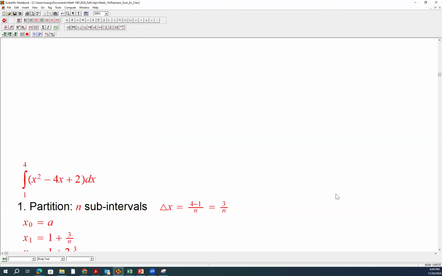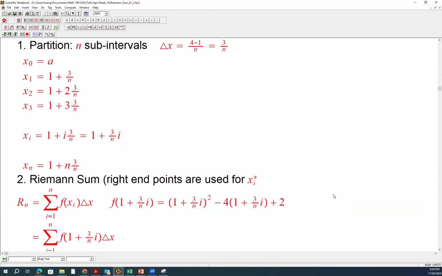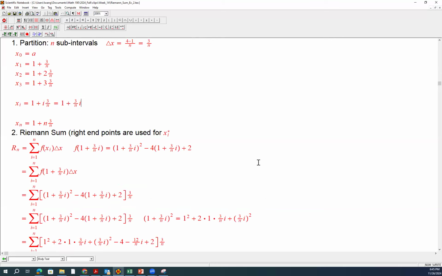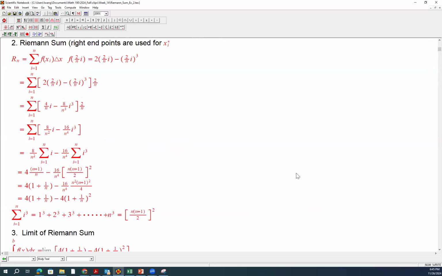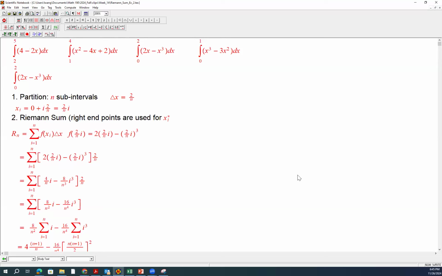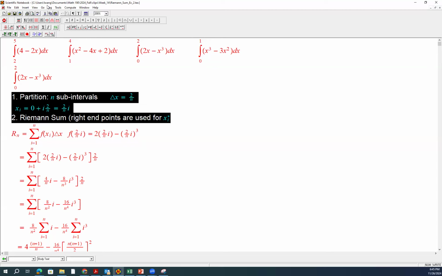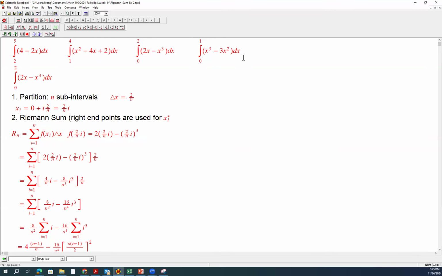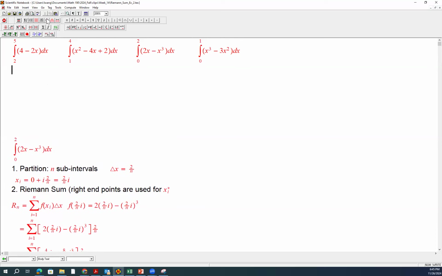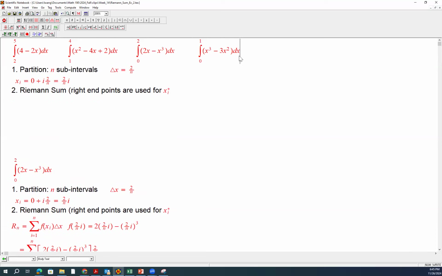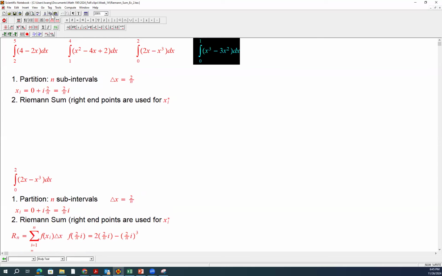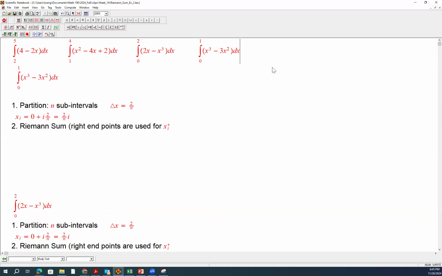So let's get to the last question. This time we're going to use a simplified version of it. Okay, I'm going to use the simplified version of this partition Riemann sum, right? For the last question. Partition. The question we work with is this piece.